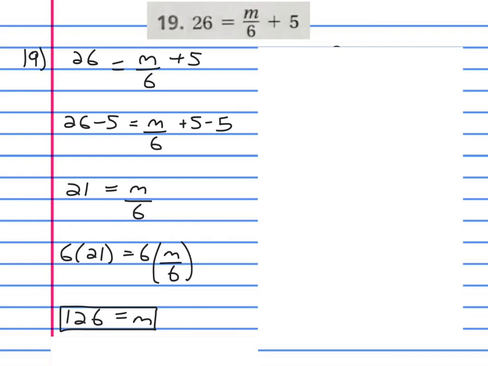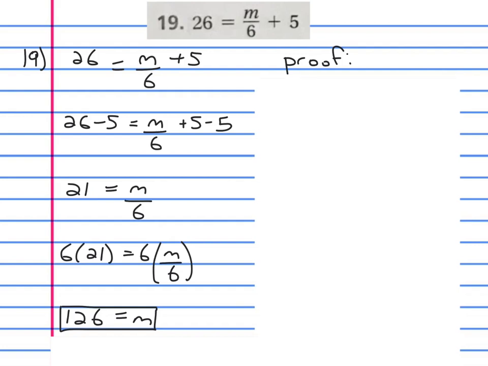Do me a favor, don't suddenly switch sides and write m equals 126. While that's true, and there is the reflexive property of equality that allows us to do that, you need to break the habit of having it say the variable equals and then the number. It can be written just as easily like this. The number equals the variable. And since the variable was on the right-hand side, that's where it should end up, and this on the left-hand side. Okay, so that's what we get. 126 equals m.